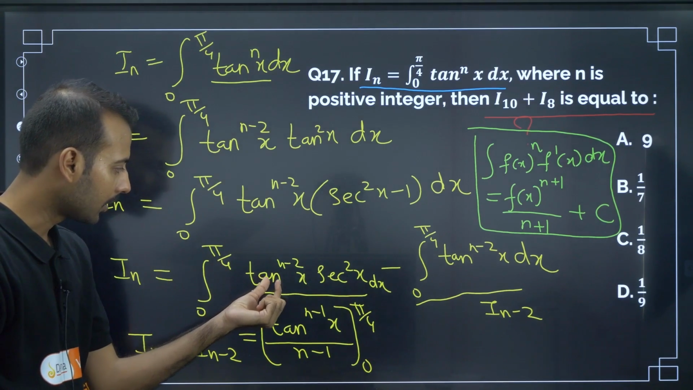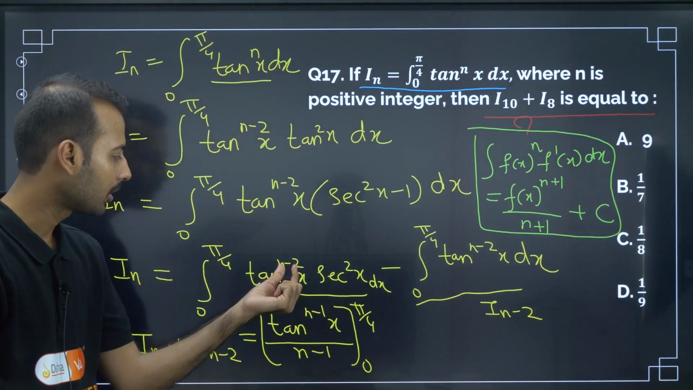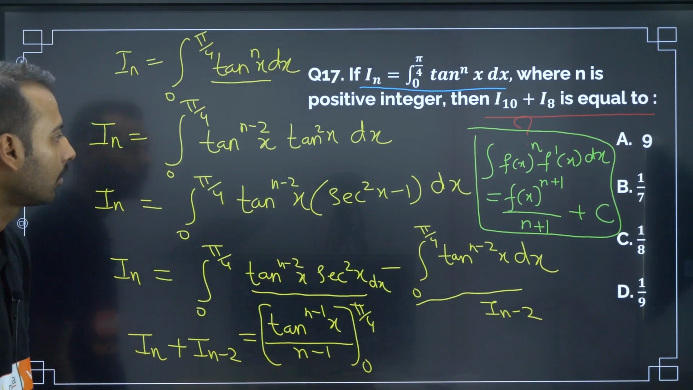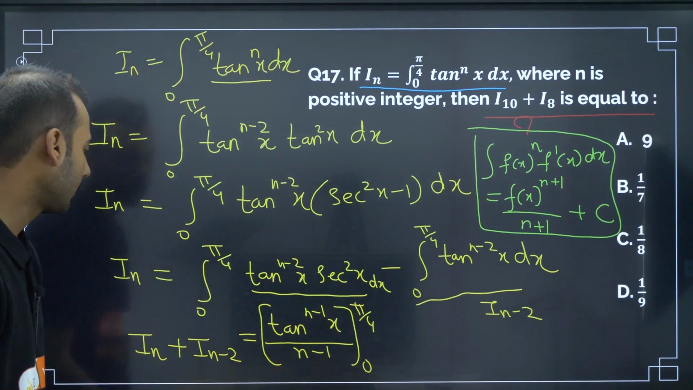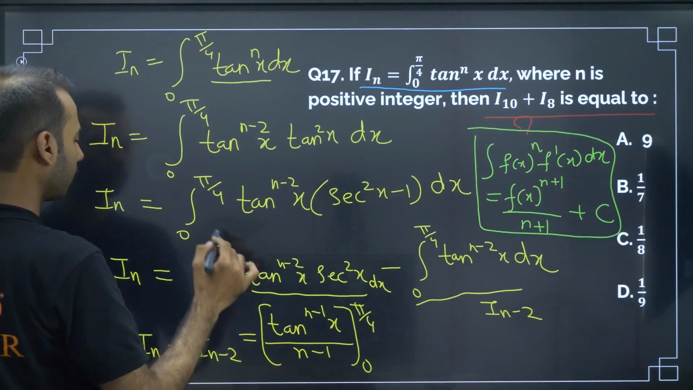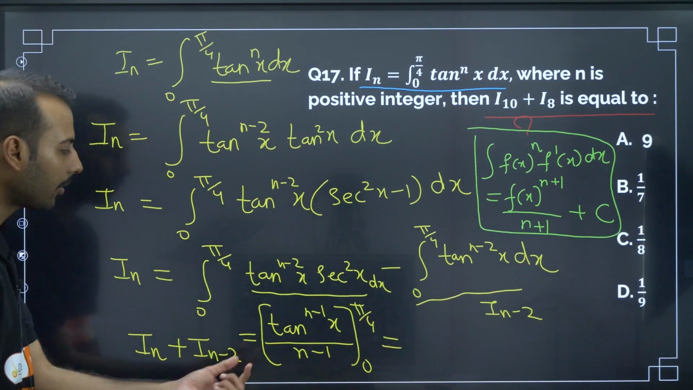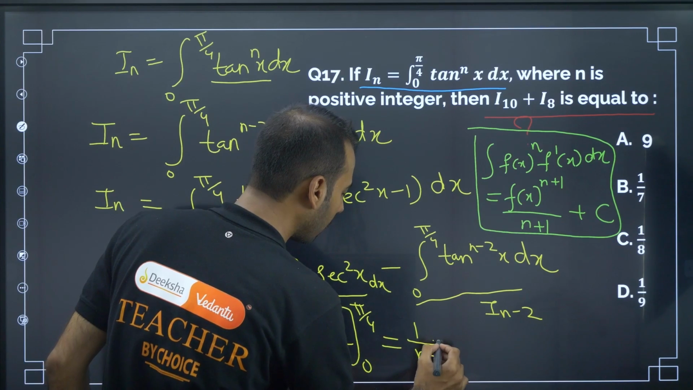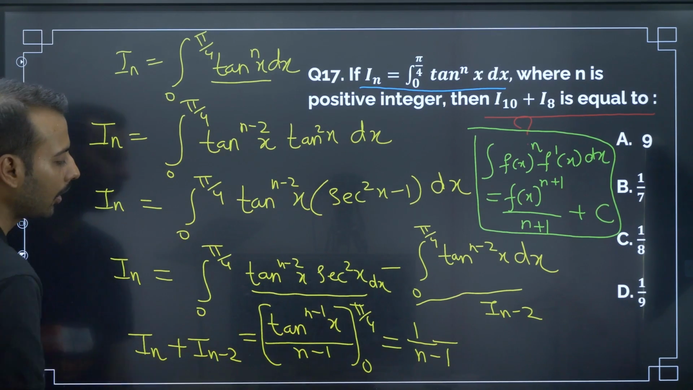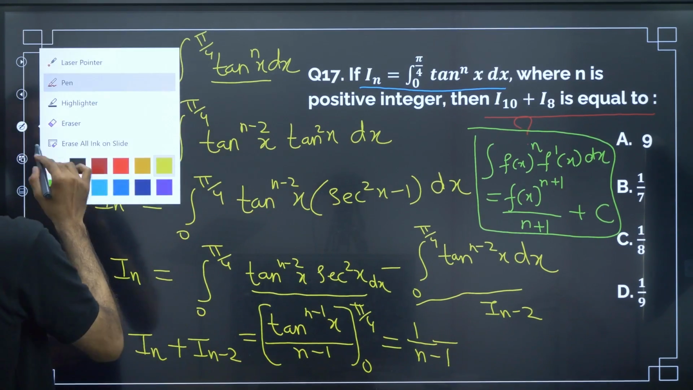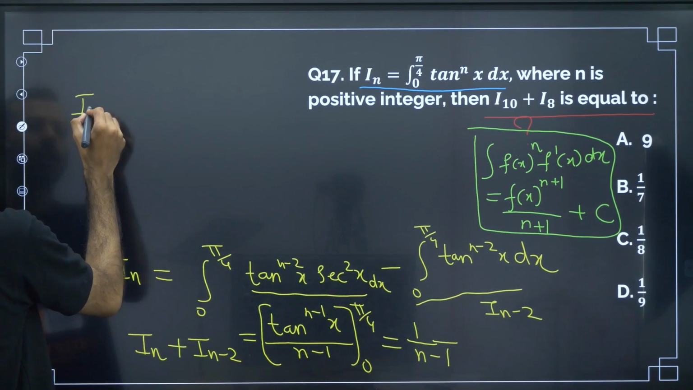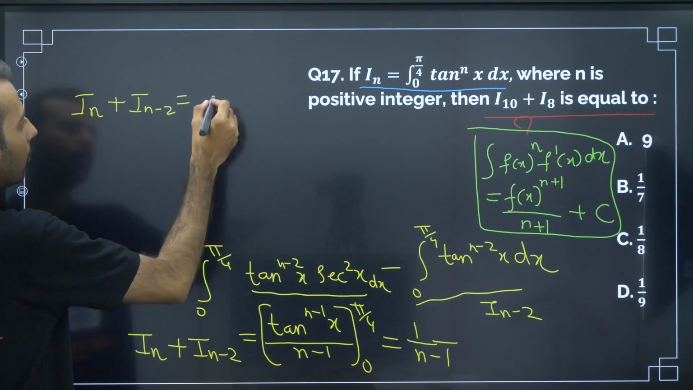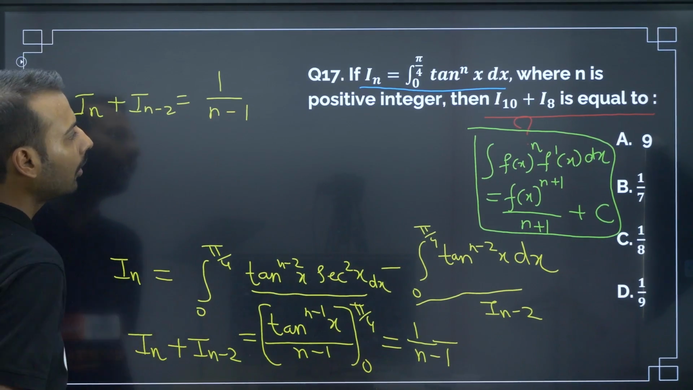So here f of x is there, f dash of x is there, n plus 1 means n minus 2 plus 1, n minus 1 by n minus 1. Now if I place tan pi by 4, tan pi by 4 is 1 by n minus 1. If I place 0 here, tan 0 is 0. So let me erase these things. So finally we got I_n plus I_(n-2) is equal to 1 by n minus 1.